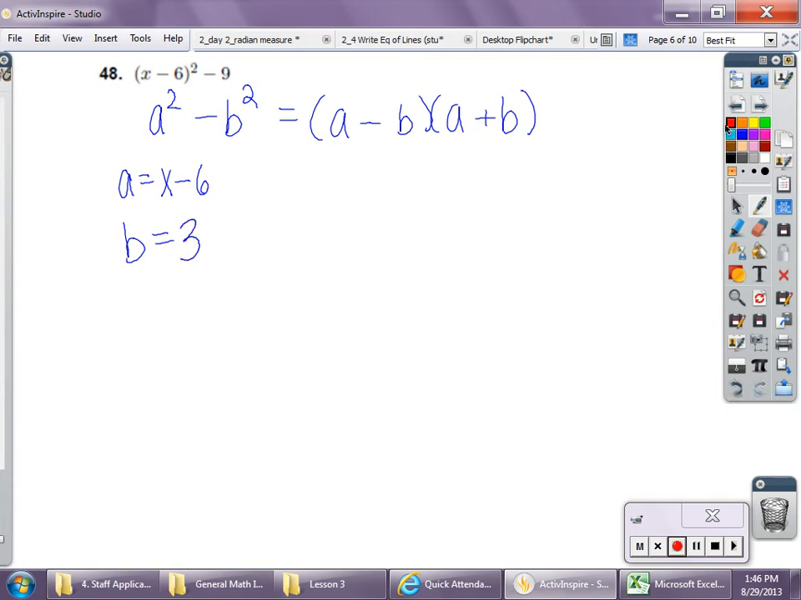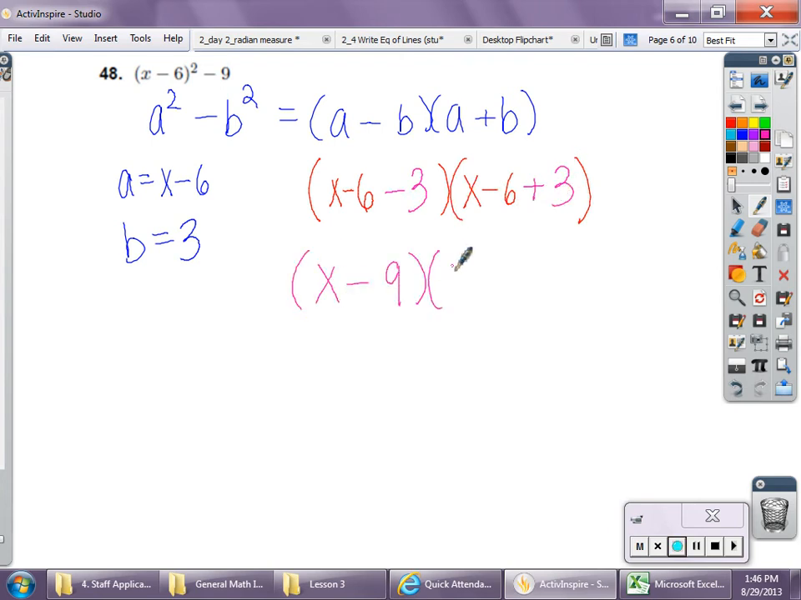So then you just fill in the rule. So x minus 6. I'm going to actually put both your a's first. And then in pink, I'll put my b's. Minus 3 plus 3. So my final answers are x minus 9 and x minus 3.